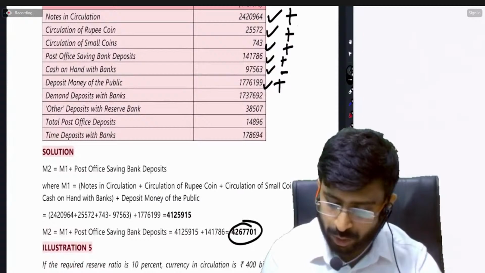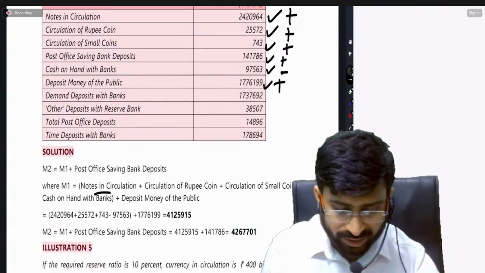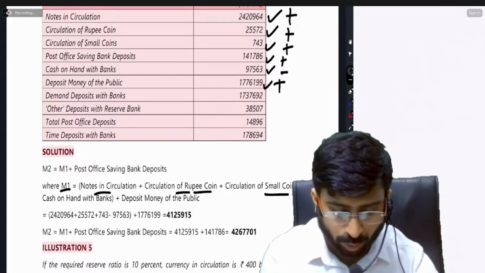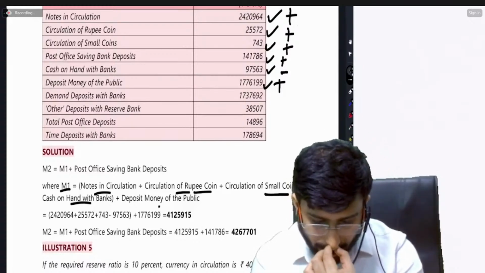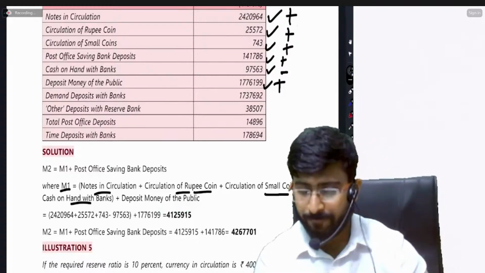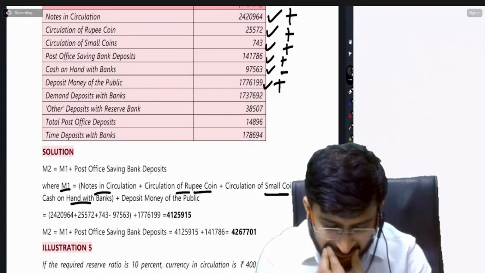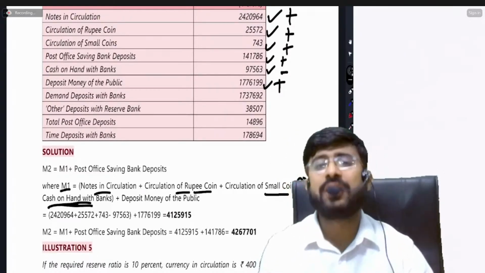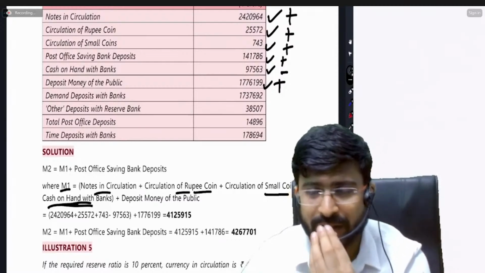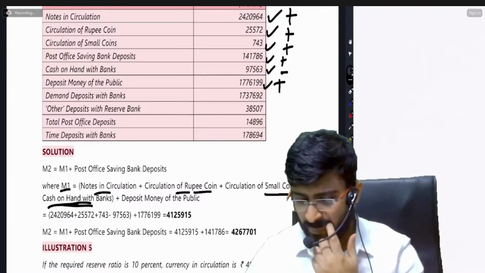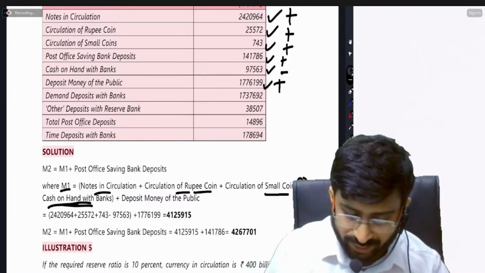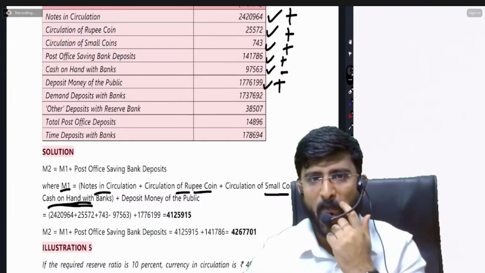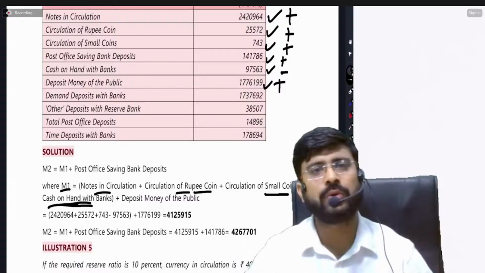And you see, if you compute, you will get, see, notes. First, they have computed M1. Notes, coins, rupee coin and small coins, cash on hand with banks, plus deposit money of the public. Remember just one thing, that cash on hand with banks is subtracted. And post office savings bank is included in M2. That is of course true.